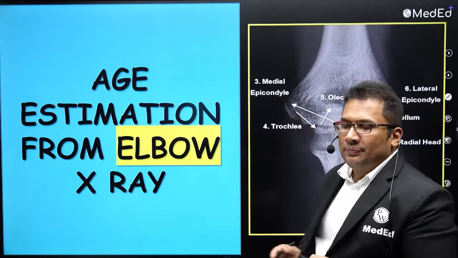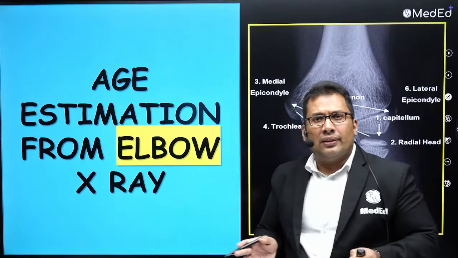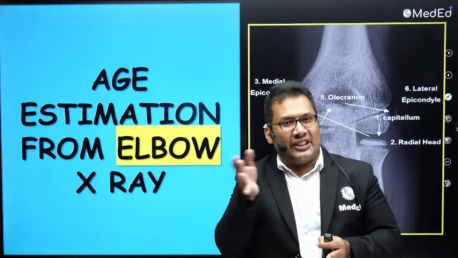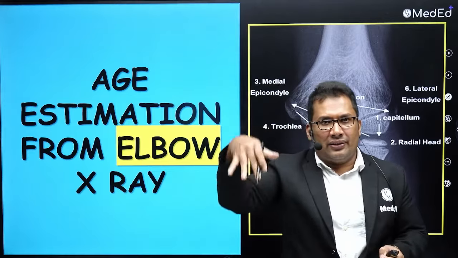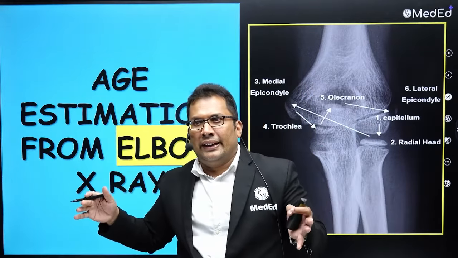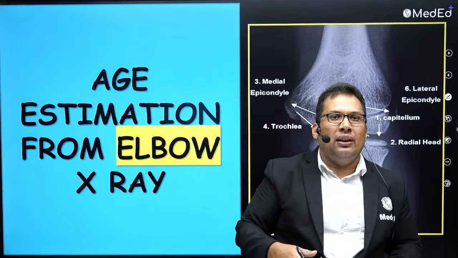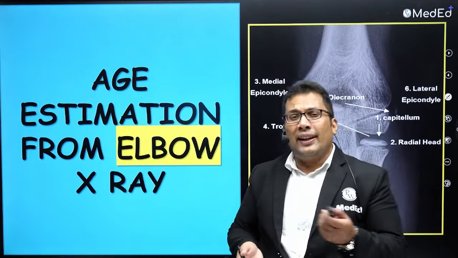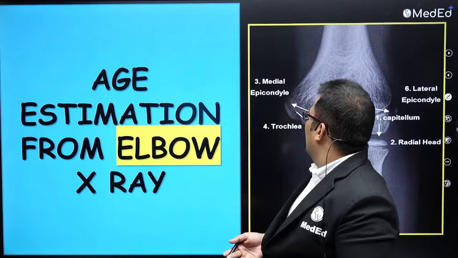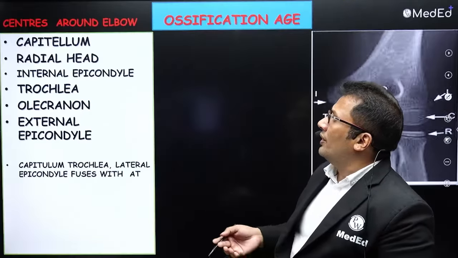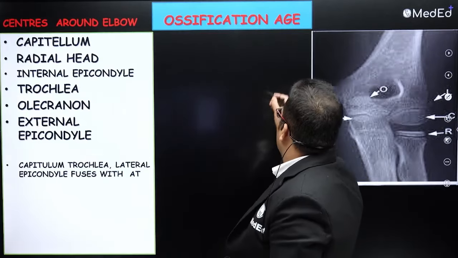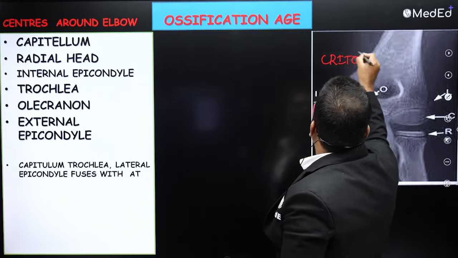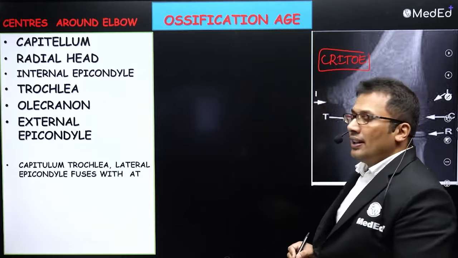Then the elbow joint. The elbow joint is one important joint in estimation of age between 14 to 16 years. Again, there are many centers: capitellum, medial epicondyle, lateral epicondyle, trochlea, so many. So you can remember with the help of a mnemonic, that is CRITOE. CRITOE is a mnemonic. What is that?